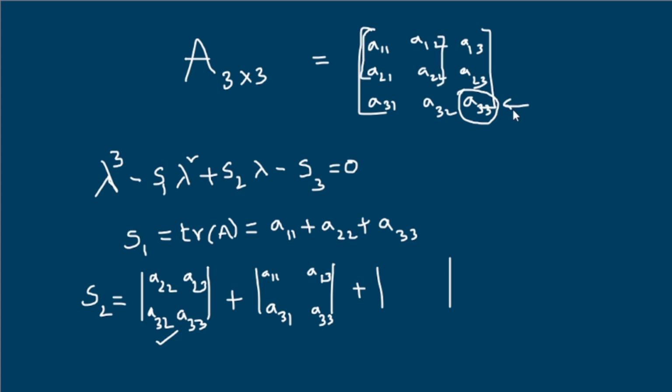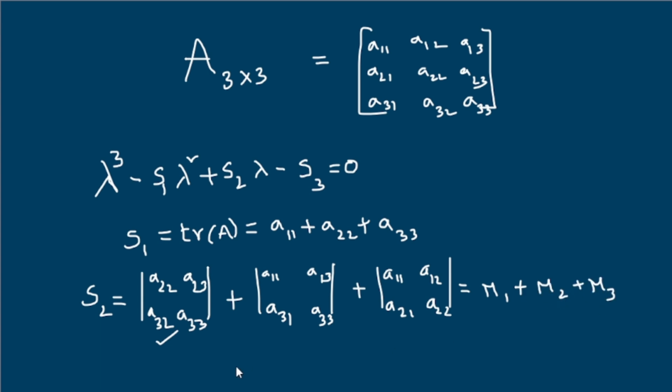Then coming to the cofactor matrix of A33, leaving this row and this column, you will get the remaining submatrix, which is A11, A12, A21, A22. Now you find these determinants and you will get the value of S2. And S3 is the determinant of A. When you substitute S1, S2, S3 back into this equation, you will get the characteristic equation.